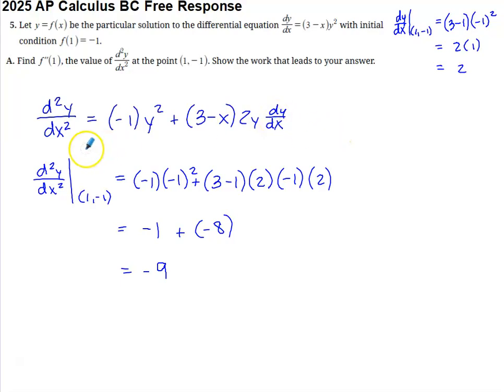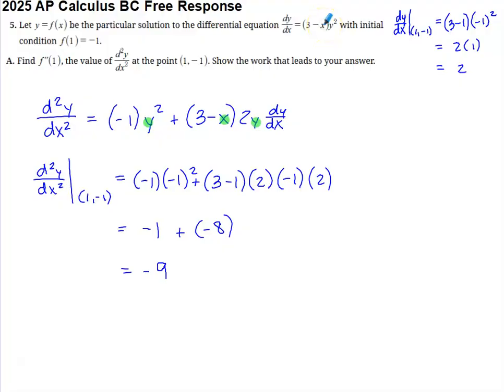Now what I want to do is evaluate the second derivative at (1, -1). So I'm simply putting -1 in place of these y's. I'm putting 1 in place of this x. The other thing that I realize I need here is the value of the first derivative at this ordered pair in order to complete my calculation. So I've got a little bit of extra work in the upper corner here.